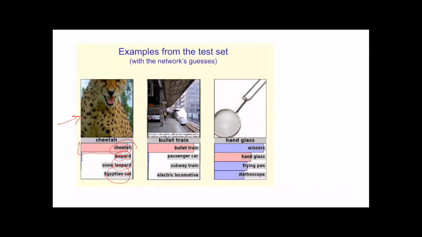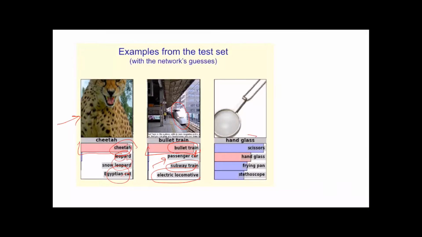In this image, the neural network diagnosed a bullet train, which is the correct answer, with this level of confidence. It also considered the idea of passenger car. Now, it's not totally unreasonable if you look at this image, but it rejected this. It also considered subway train and electric locomotive. Again, reasonable guesses.